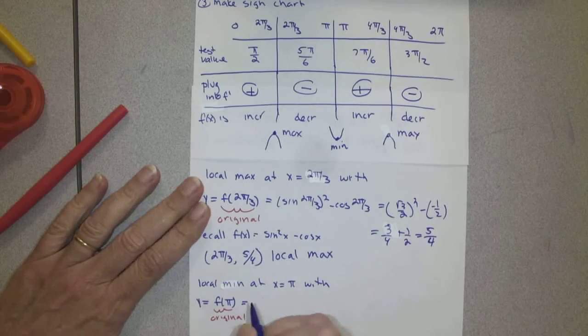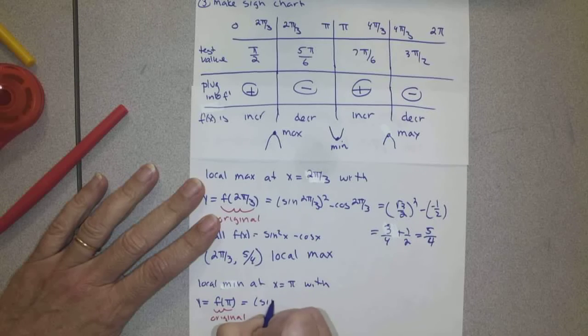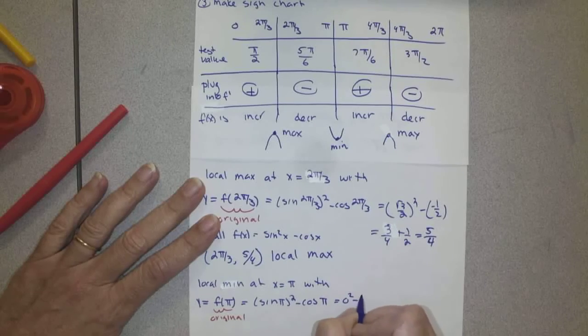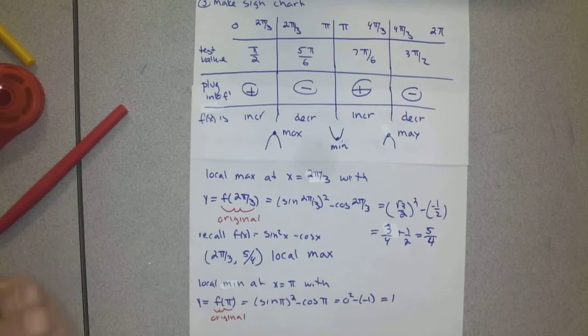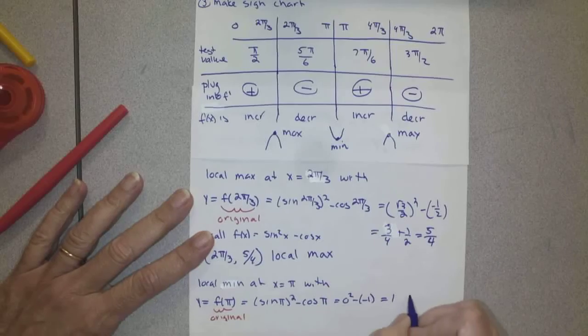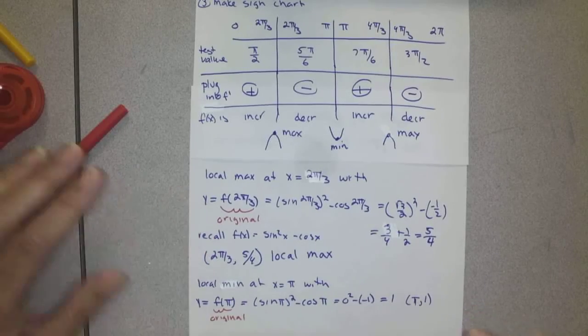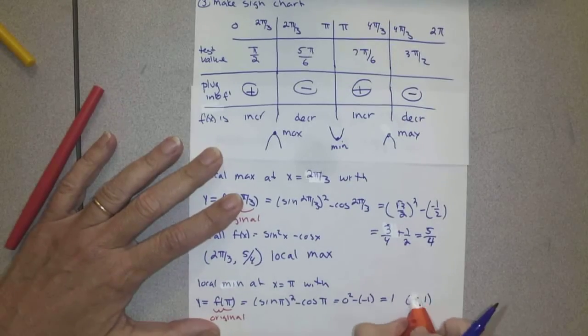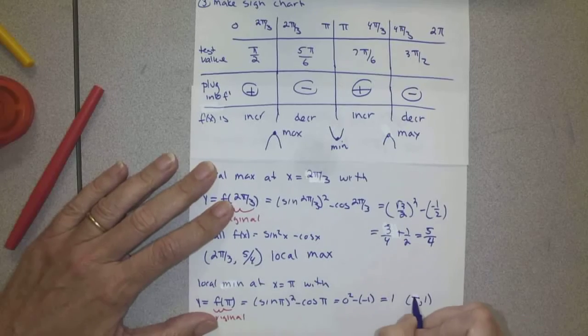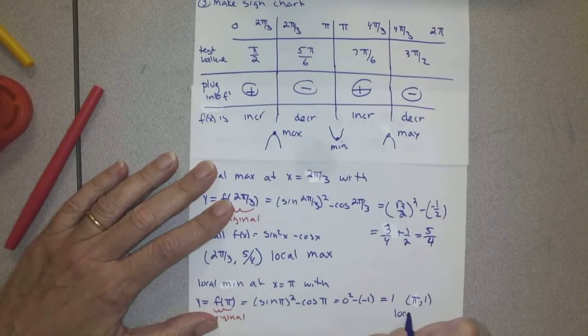So plugging into the original, that's going to be sine of pi squared minus cosine of pi, which should be 0 squared minus -1, or 1. So the point (pi, 1) is a local min.